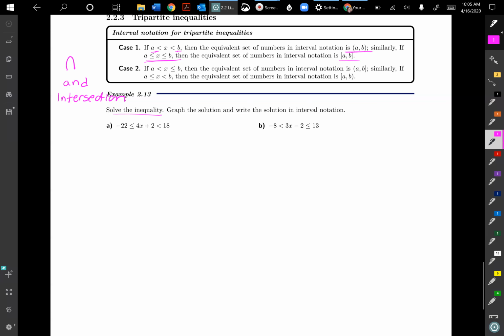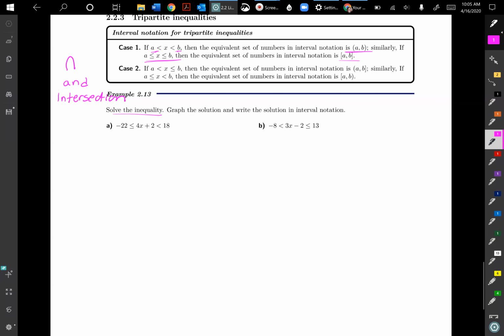I'm going to show you a couple of different ways to solve these. I'll do part A with one method by splitting it apart, and for B, I'll do it all three parts together at the same time. And I'll also show you how to test your answers. We didn't look at that before, but to verify your answer, you just pick anything in that interval and plug it in and see if it's a true statement.